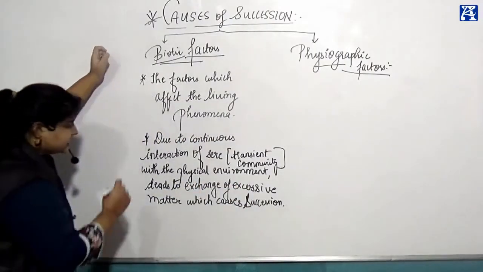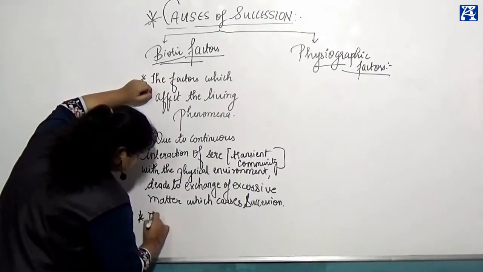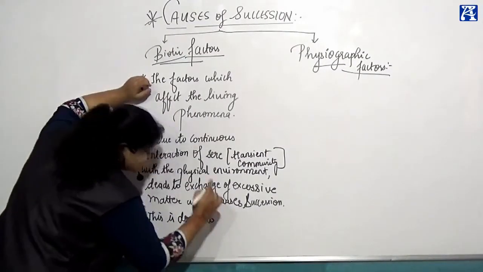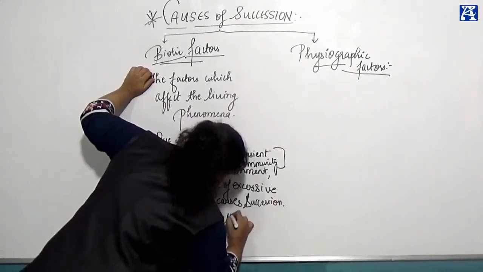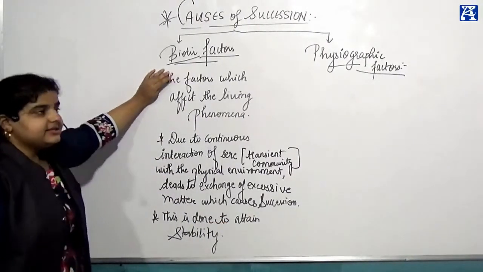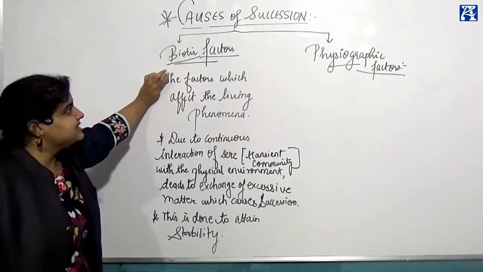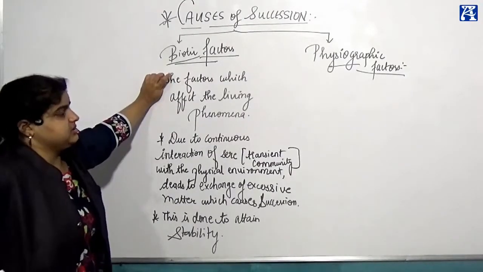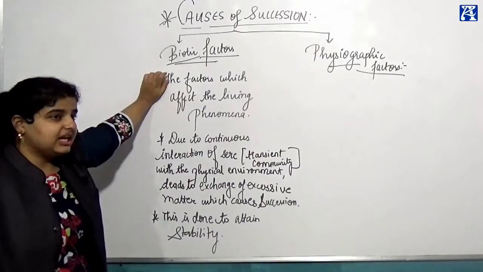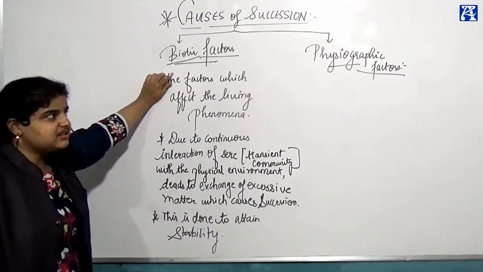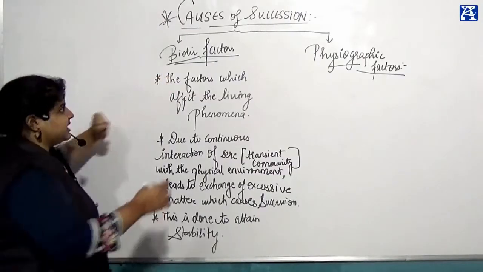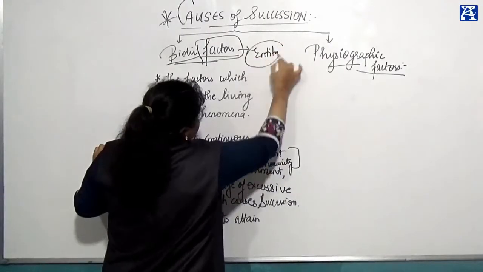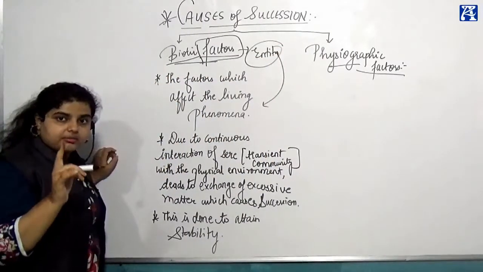Clear? And why is this done? This is done to attain stability. There are two major causes of succession. First, it involves biotic factors. Second, it involves physiographic factors. Now you may ask, ma'am, you are telling me cause and you are telling me factors. Cause is the reason why it is caused, but factors are those entities or things which lead to succession. Clear? Mark my words.